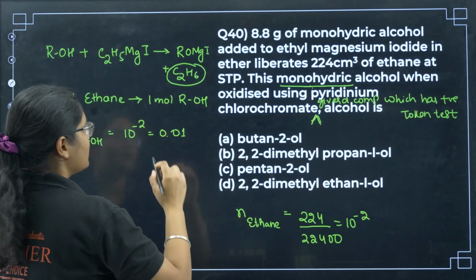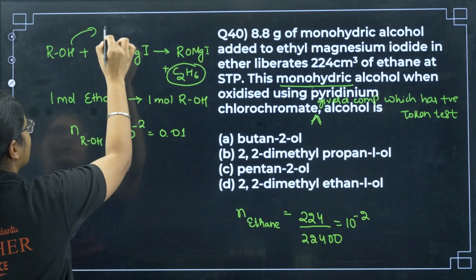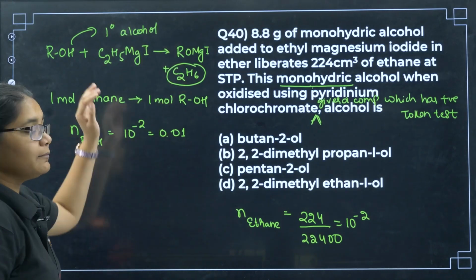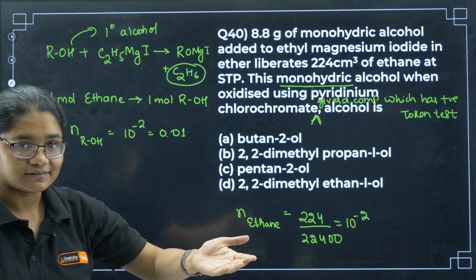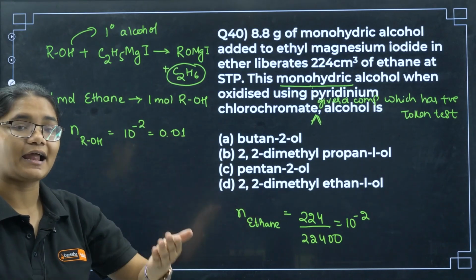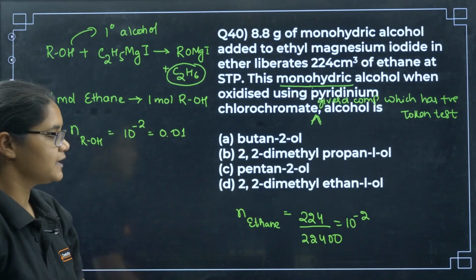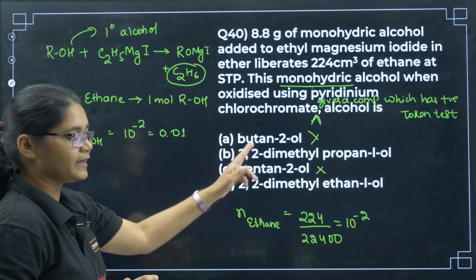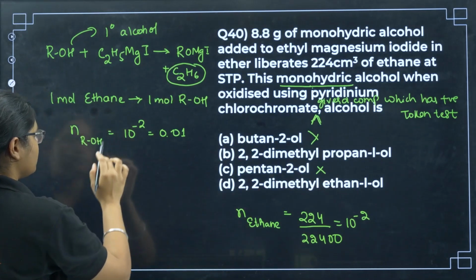So what hint did I get about this monohydric alcohol? This one will be a primary alcohol. Why? Because when a primary alcohol reacts with PCC, we get an aldehyde, and that aldehyde gives you a silver mirror test. So from that I can rule out these two options, because these are secondary alcohols. Now we'll come back to our question.